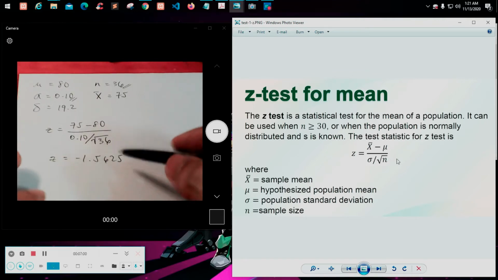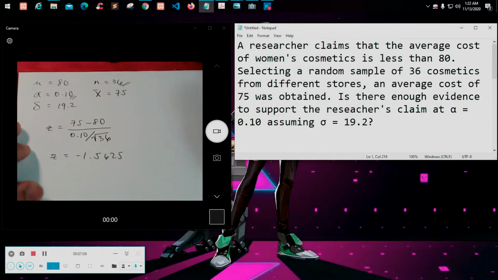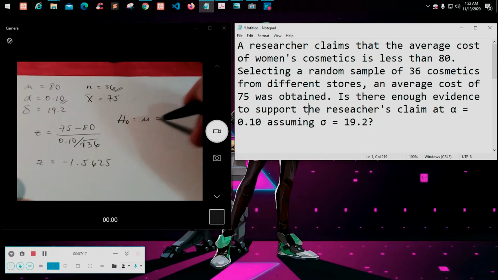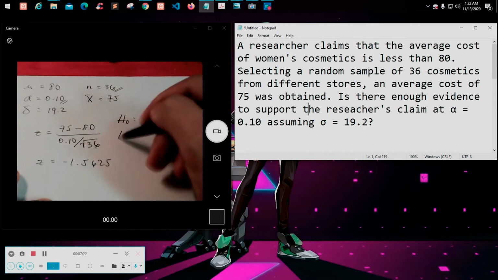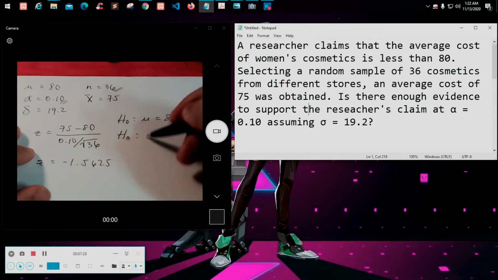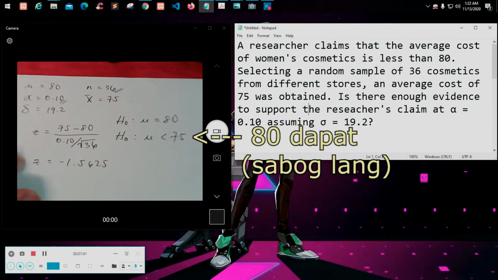So how do we know if we reject or accept or do not reject the hypothesis? So what is your null hypothesis? So let's move here. So the null hypothesis is that the mean is equal to 80 and the alternative or the Ha is the mu is less than 75. How do we know if we reject this one or do not reject? And is it okay to say that we can support the researcher's claim?